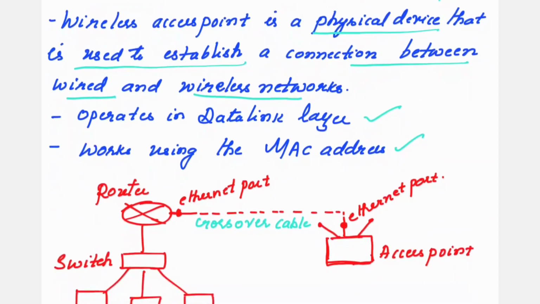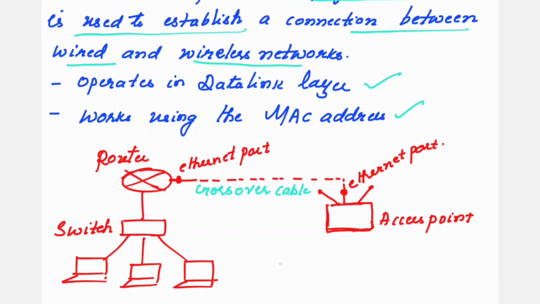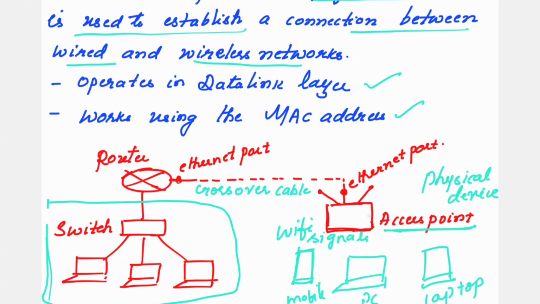To better understand this definition, you can just have a look at this diagram. Here you have a LAN. It is getting connected via the router, and the Ethernet port of the router is connected with the Ethernet port of the access point. So what is an access point? It is a physical device. The access point is broadcasting the Wi-Fi signals, and the devices that are within the range of the access point will be able to get internet access. How? Because this access point is in turn connected to the router.